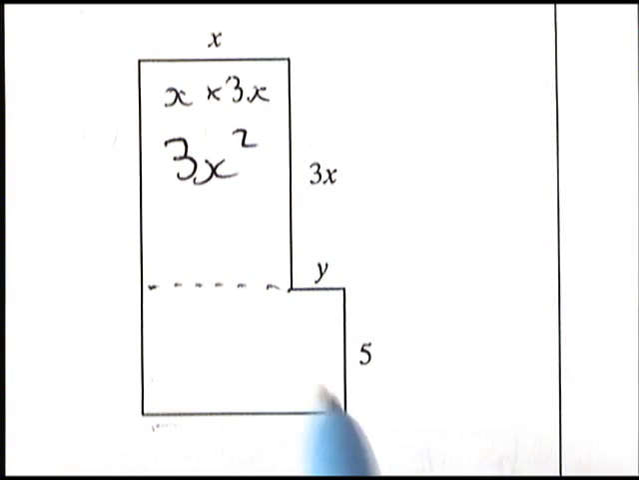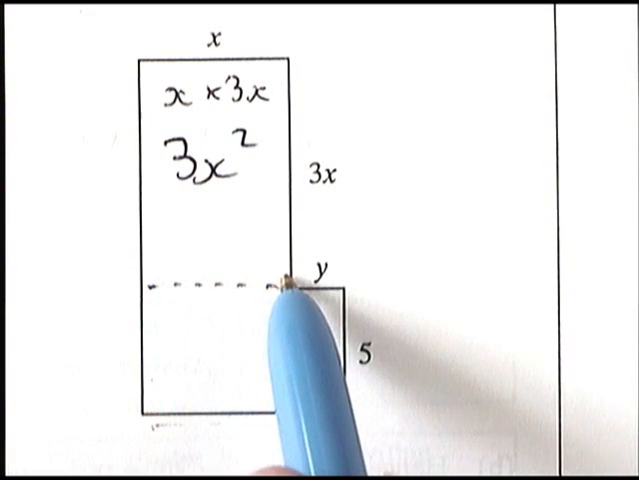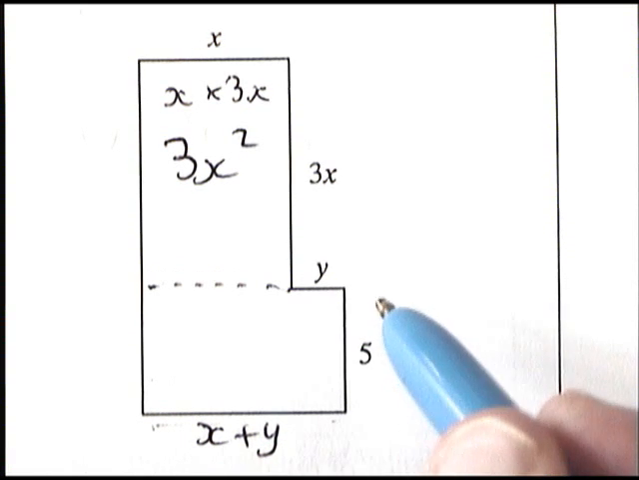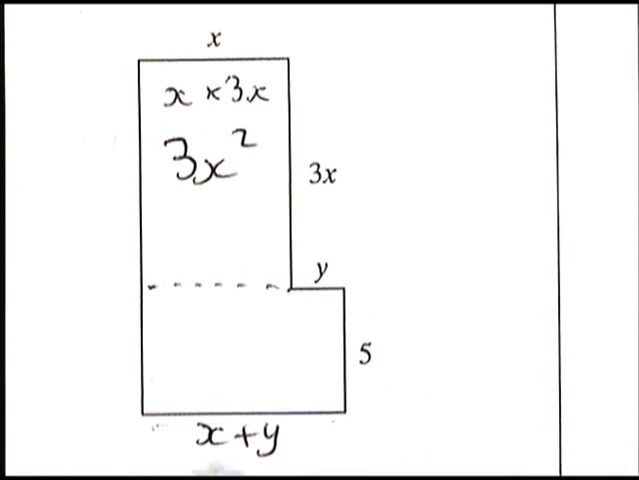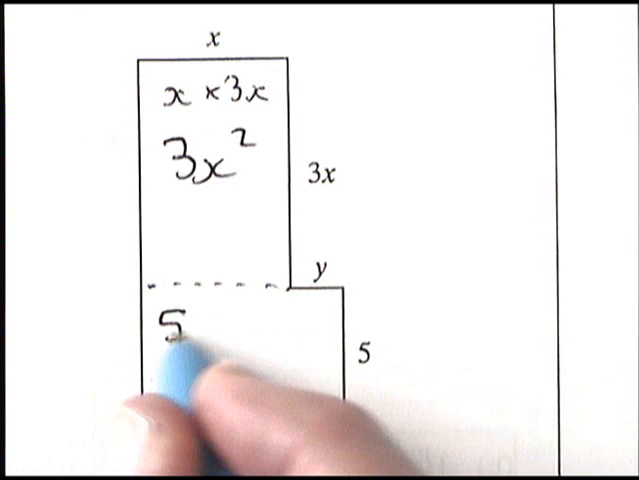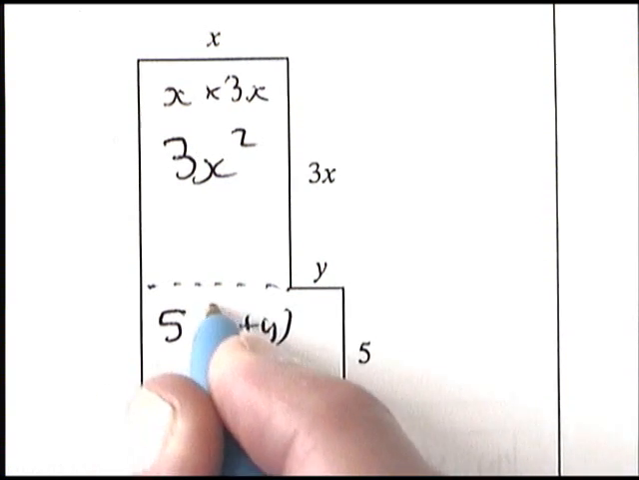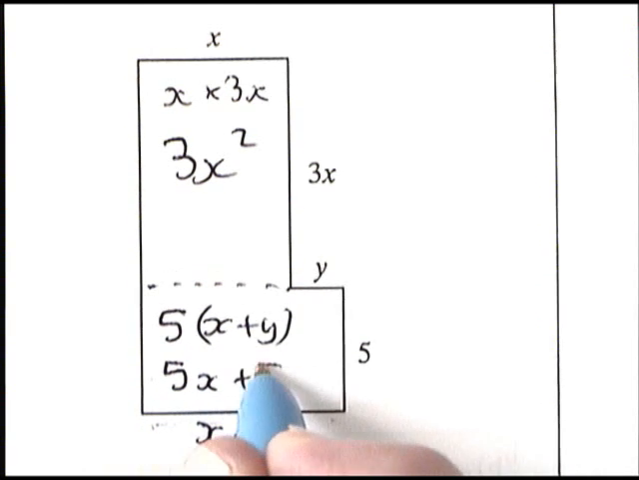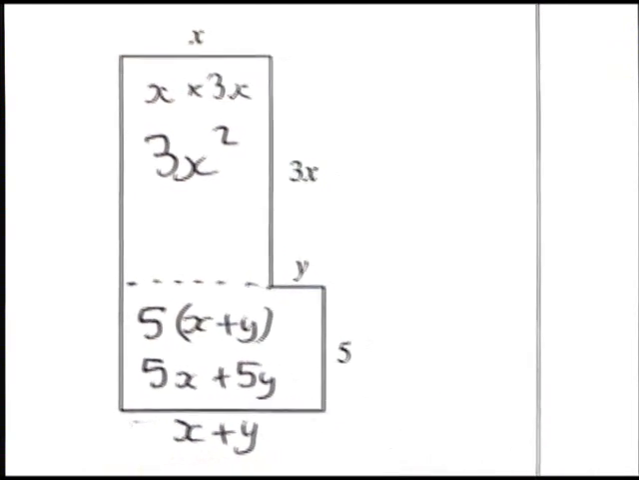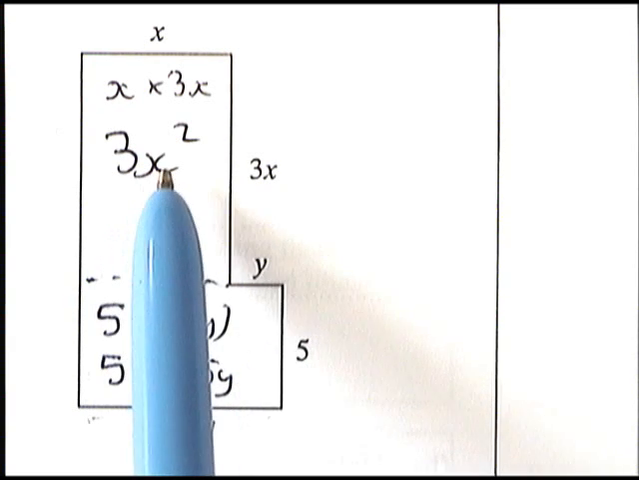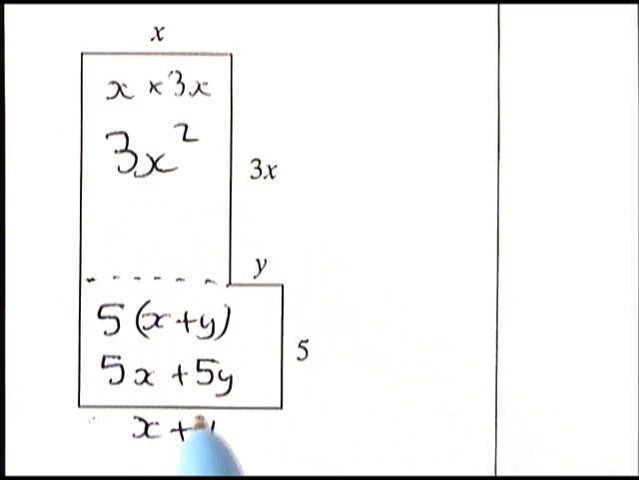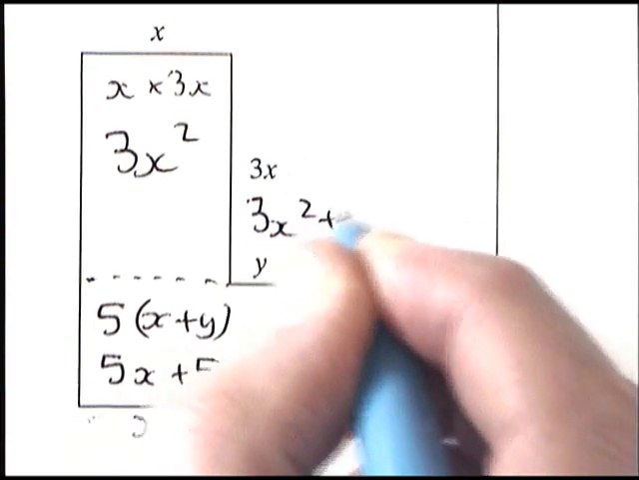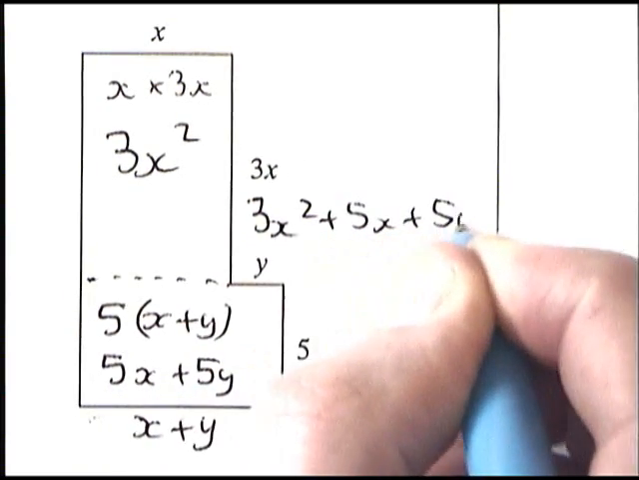This distance all the way along here is x add y. So all the way along there is x add y. The length here is 5, so the area of this shape, those two multiplied together, is 5(x plus y). And if I get rid of the brackets, that's 5x plus 5y. So altogether, this shape has an area of the top bit plus the bottom bit. So it's got an area of 3x squared plus 5x plus 5y.